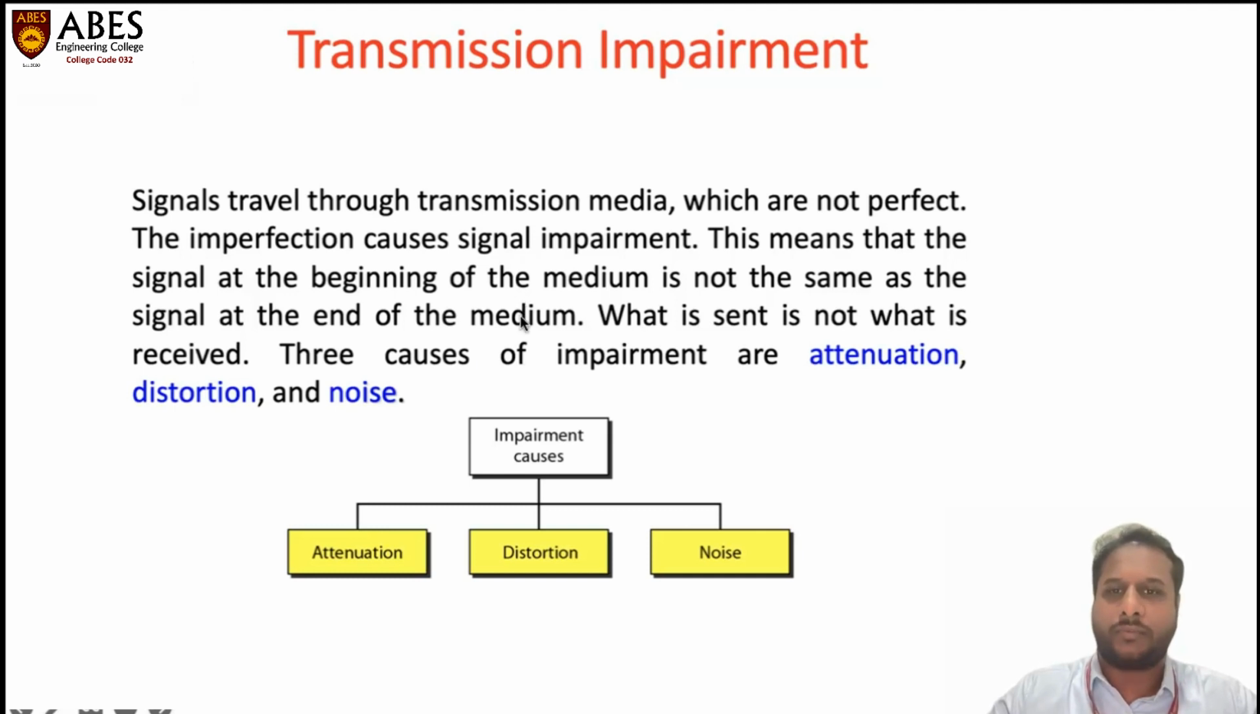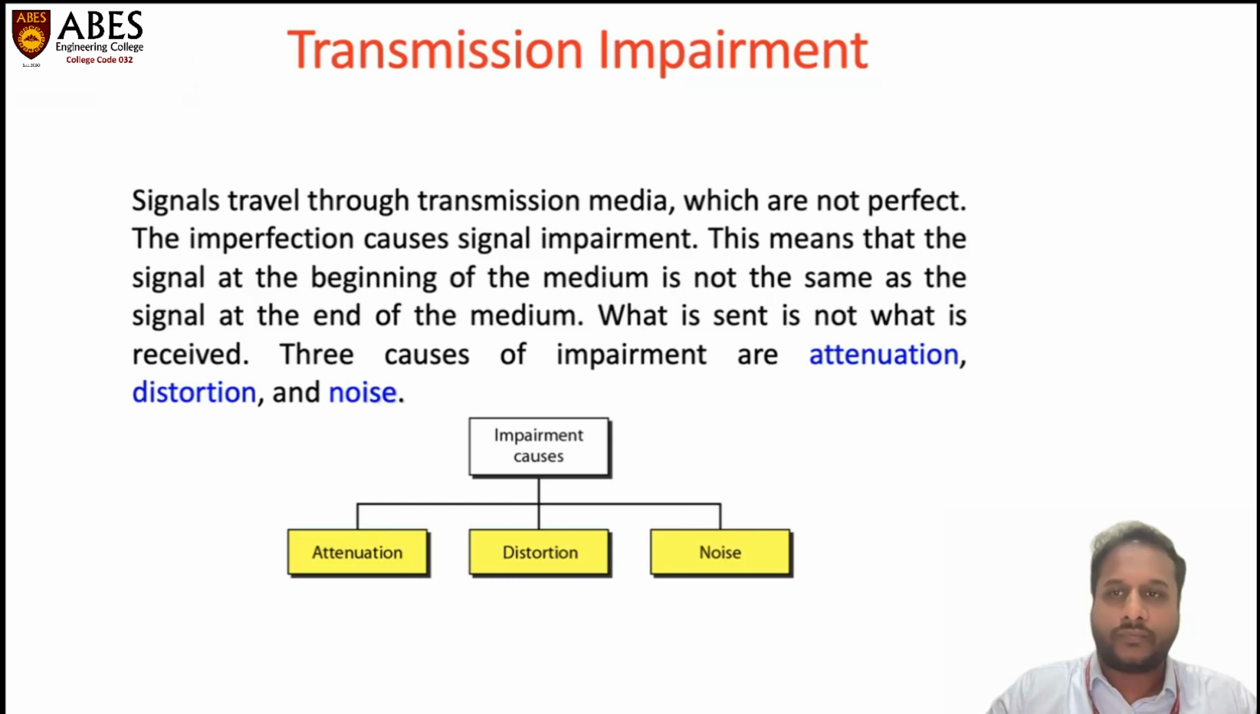So, what is transmission impairment? If we talk about impairment, a thing which is not perfect is called impairment. And when we talk about transmission, it means there is a signal involved which carries the data, and there is some imperfection involved in the signal. That is called transmission impairment. So, the imperfection causes signal impairment.